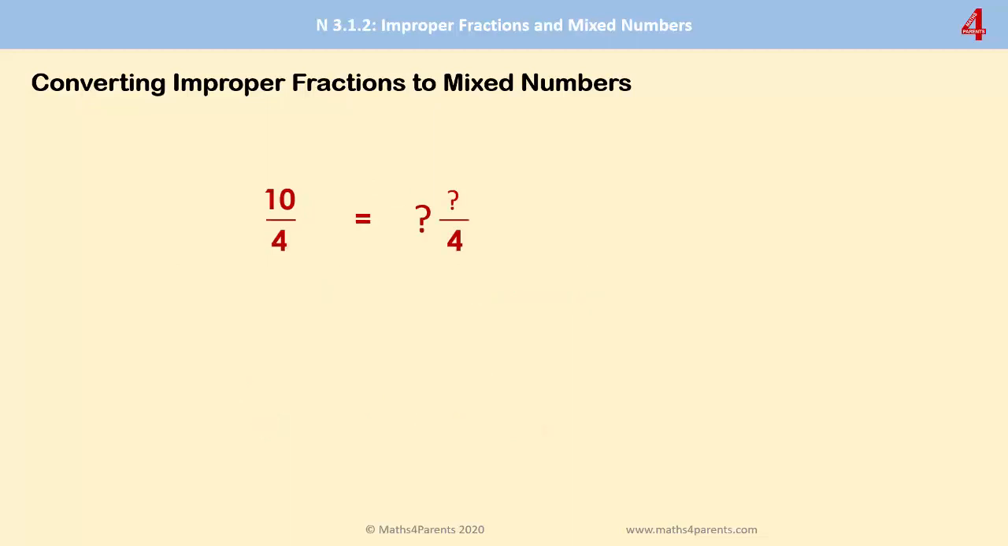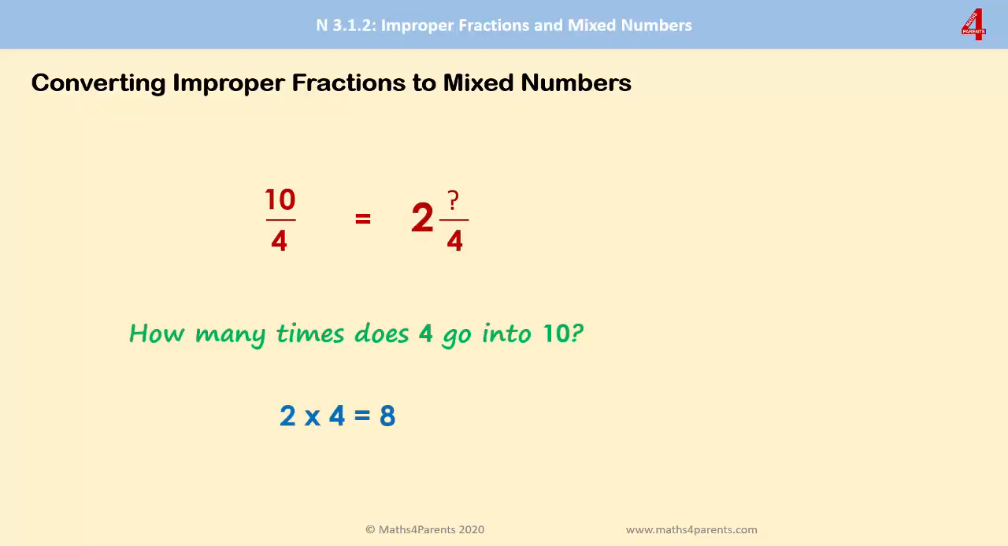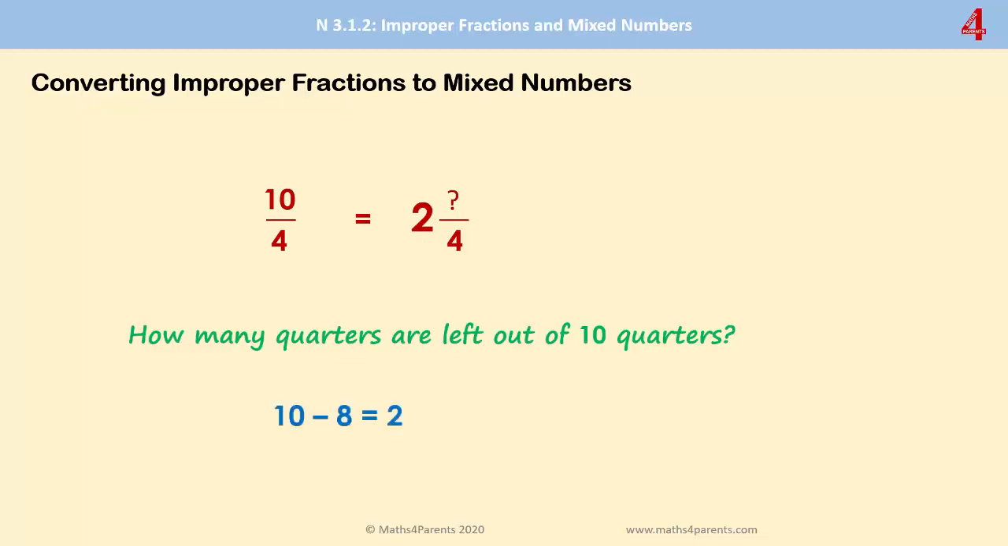10 quarters, what's that as a mixed number? How many times does 4 go into 10? Well, it'll go in twice to make 8, so our whole number will be 2. And how many quarters left out of 10 quarters? We have 8, we have 2 left. And we can simplify 2 2/4 to 2 1/2.